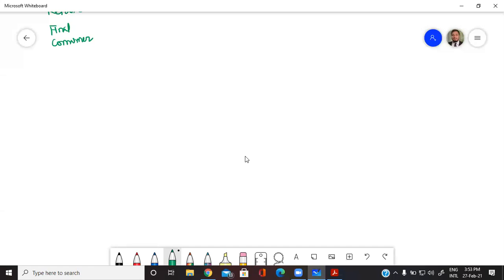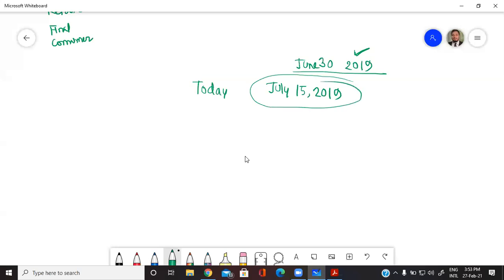Now, let me give you an example. From the text, this example is available. Let's say the date today is July 15, 2019, and a company has prepared its financial statements which ended on 30 June 2019. The financial statement is prepared on which date? This date. Right now the company is on which date? On this date. So this date is preceding of this date or succeeding of this date?